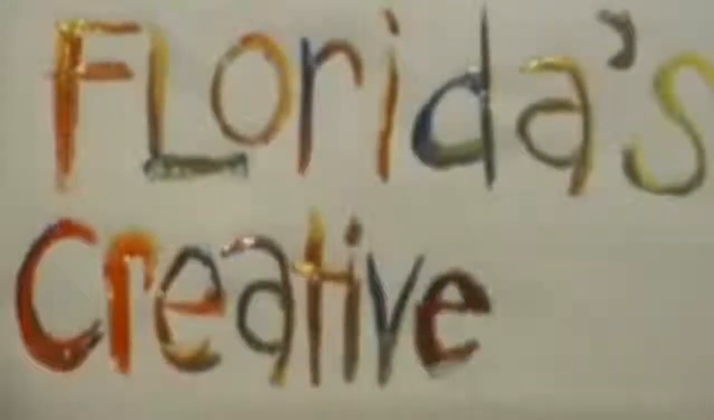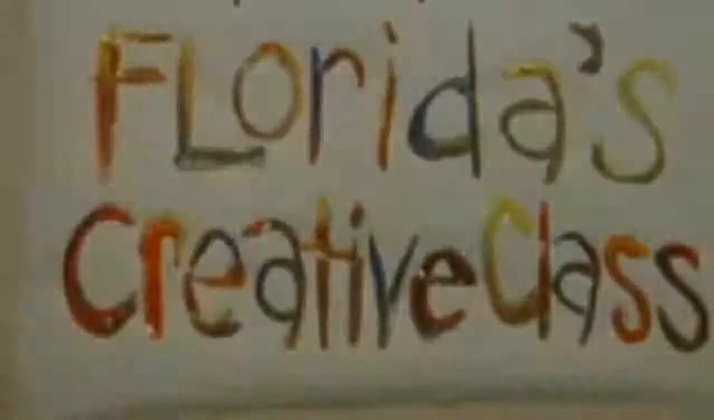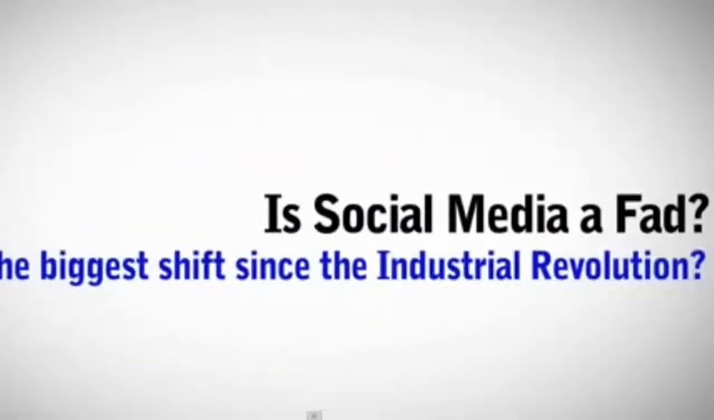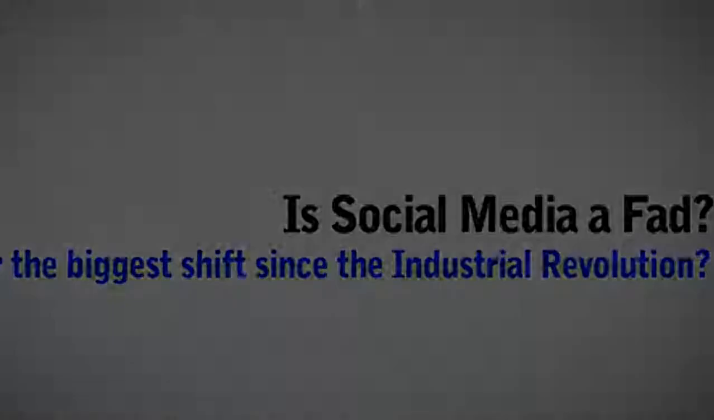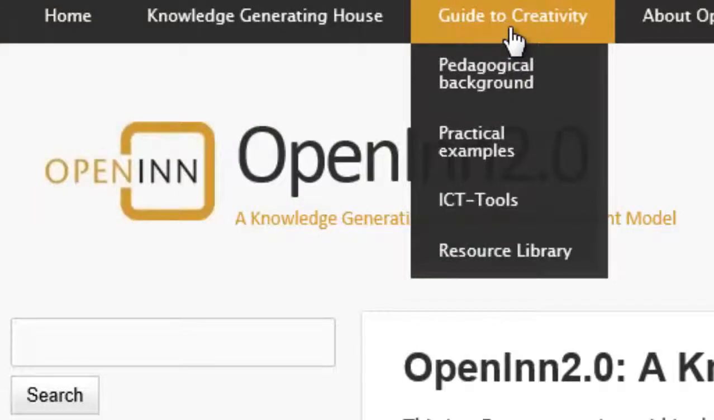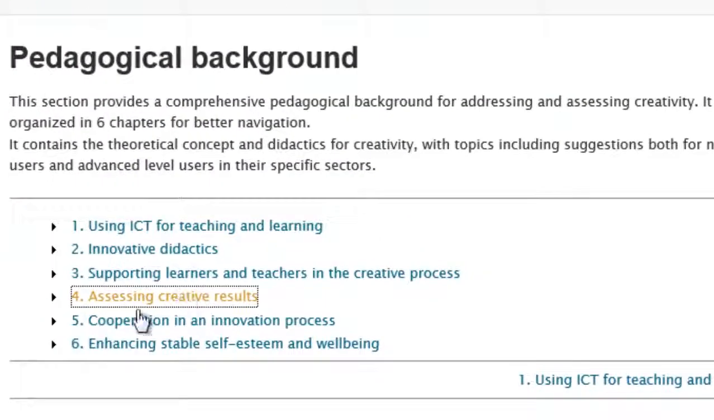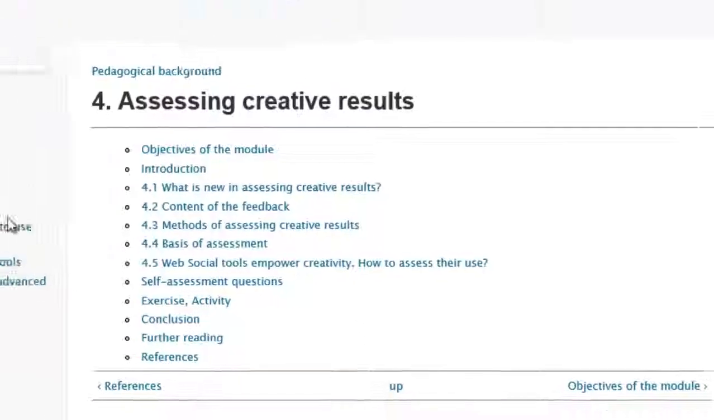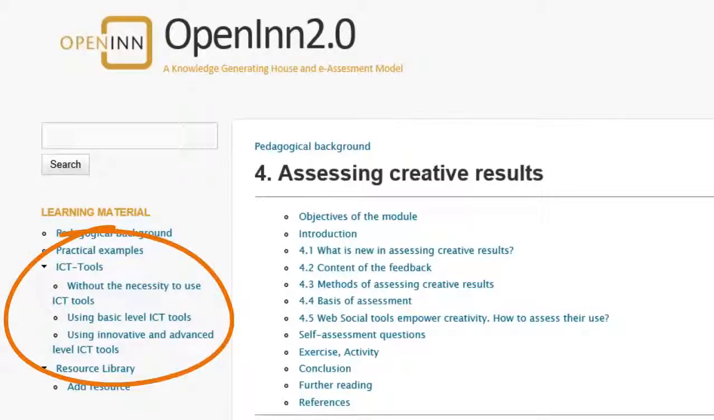Let's say you are a secondary school teacher looking for a creative task you can give your students during your English language class to talk about the effects of the media on youth, and you are searching for ways how to assess their answers. For inspiration, you can select Assessing Creative Results in the Guide for Creativity. In each chapter, you will find recommendations of tools you can use with your class. Choose from these tools freely.